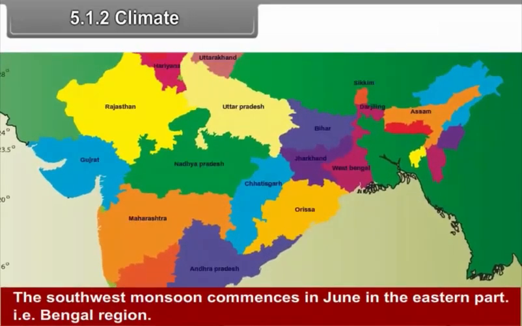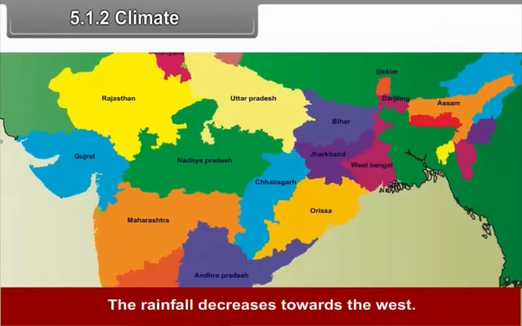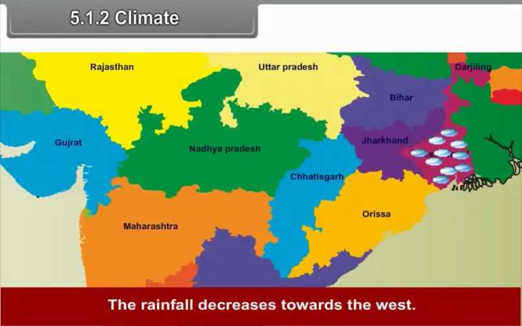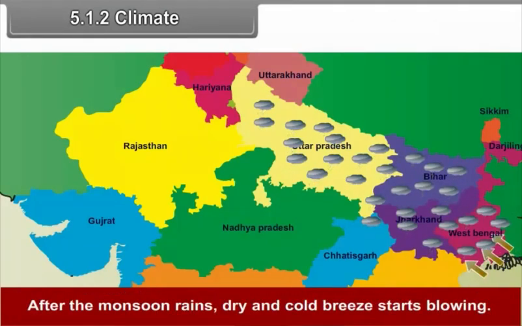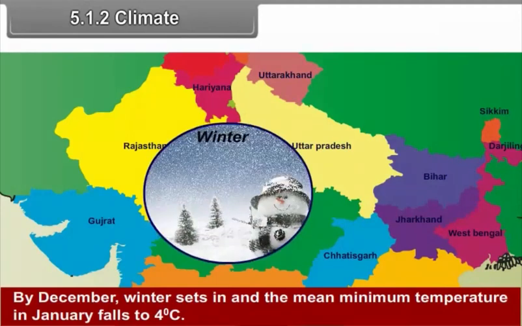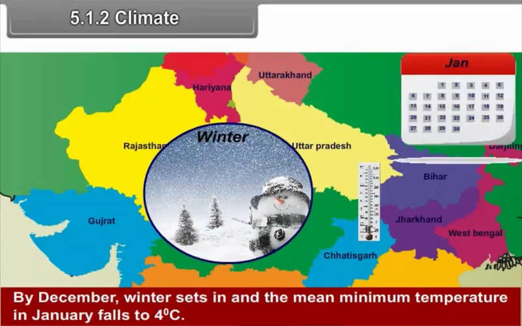The southwest monsoon commences in June in the eastern part, that is, the Bengal region. The rainfall decreases towards the west. Most of the rainfall comes from the Bay of Bengal branch of the monsoon. After the monsoon rains, a dry and cold breeze starts blowing. By December, winter sets in and the mean minimum temperature in January falls to 4 degrees Celsius.